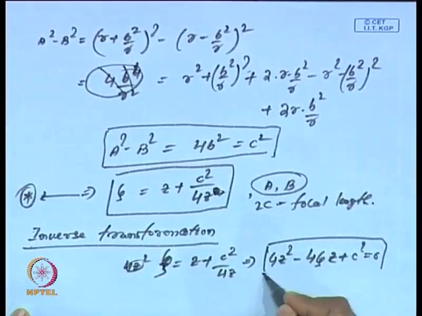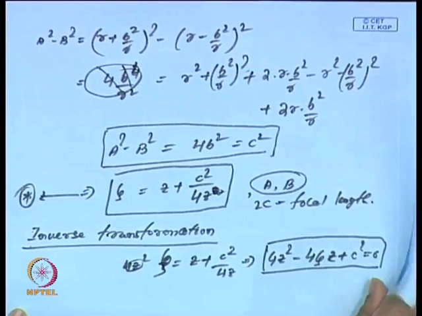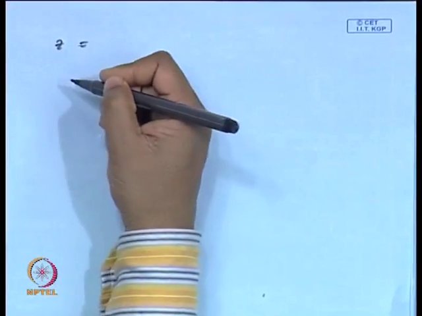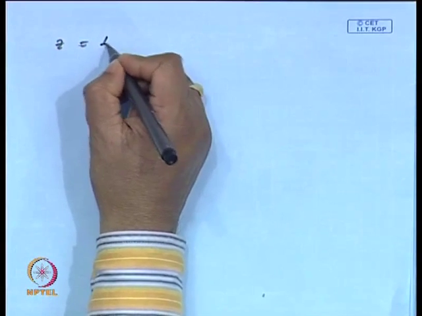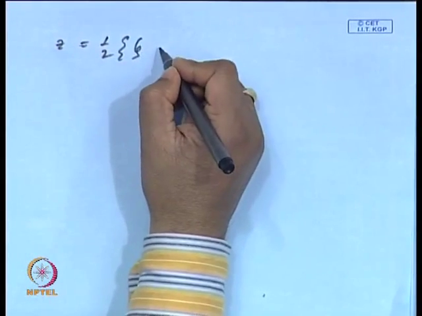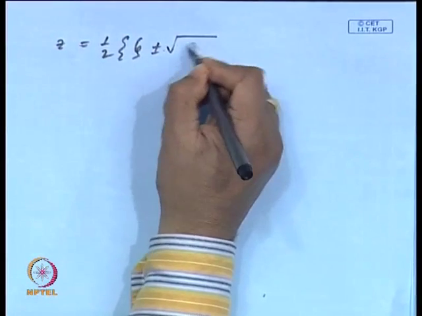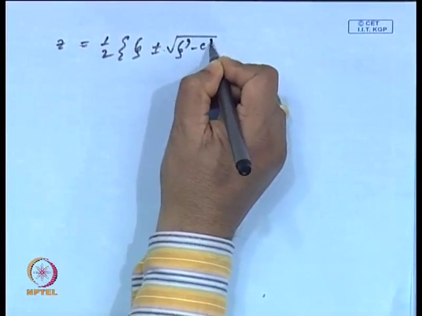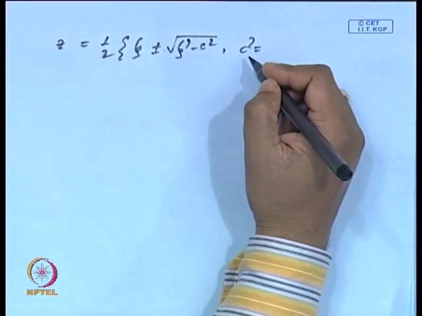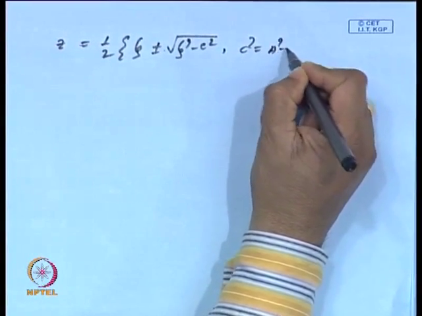This is the quadratic equation in z. If this is the quadratic in z, what will be z then? Because that will give me the inverse transformation. Then my z will be 1 by 2 in terms of zeta plus minus square root of zeta square minus c square. And here c square, I have seen, is nothing but a square minus b square.